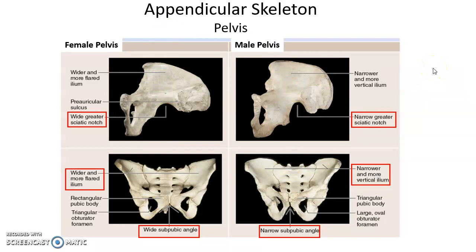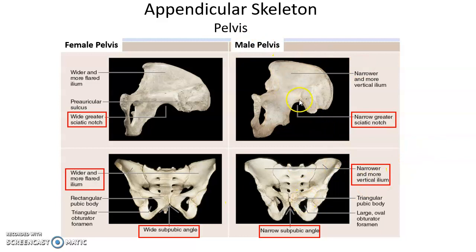All right, the female pelvis versus the male pelvis. It turns out this is the easiest way to distinguish female and male skeletons. The female pelvis has a very wide sciatic notch, has more flared out ilium, has a very wide angle at the pubic symphysis, basically increasing the space for the opening to allow the infant to pass through the hip bones and out of the body.